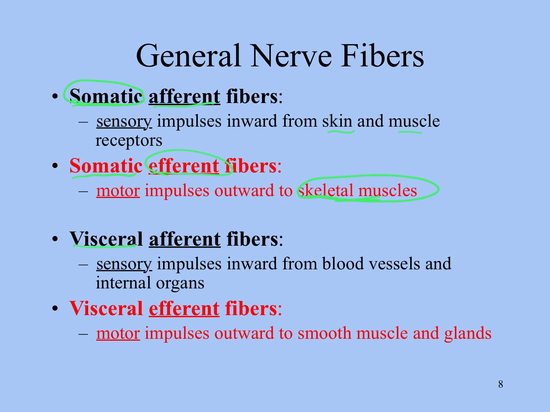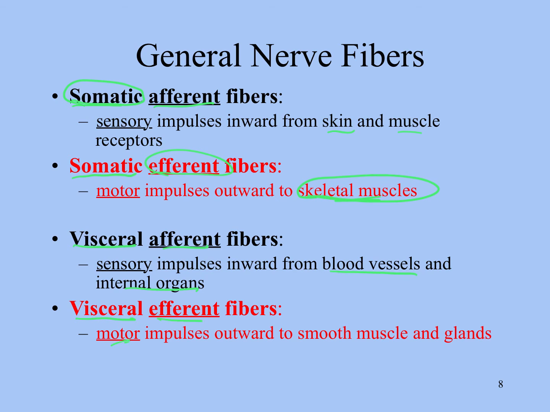If it's a visceral afferent, that means it's a sensory signal coming from internal organs or blood vessels, going towards certain areas of the central nervous system, brain, spinal cord, to have an effect. And therefore the visceral efferent would be the motor portion of the visceral.